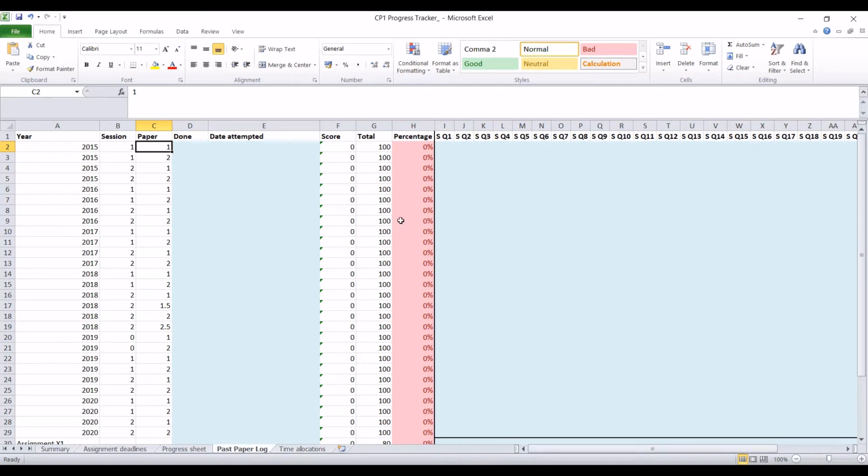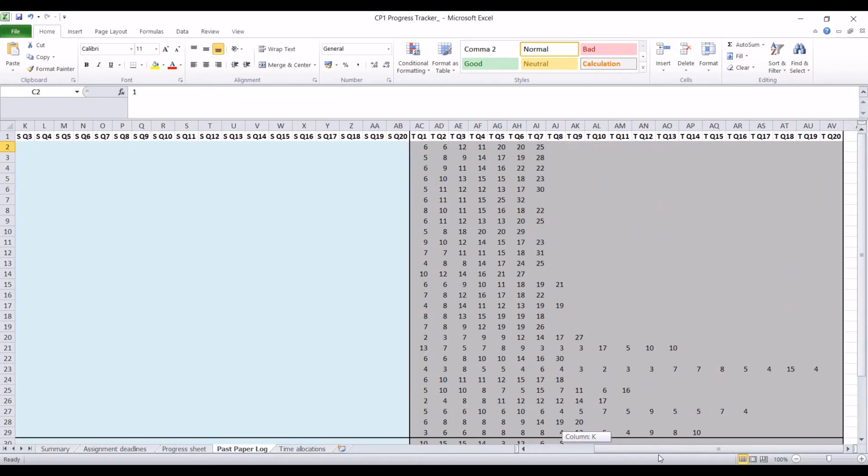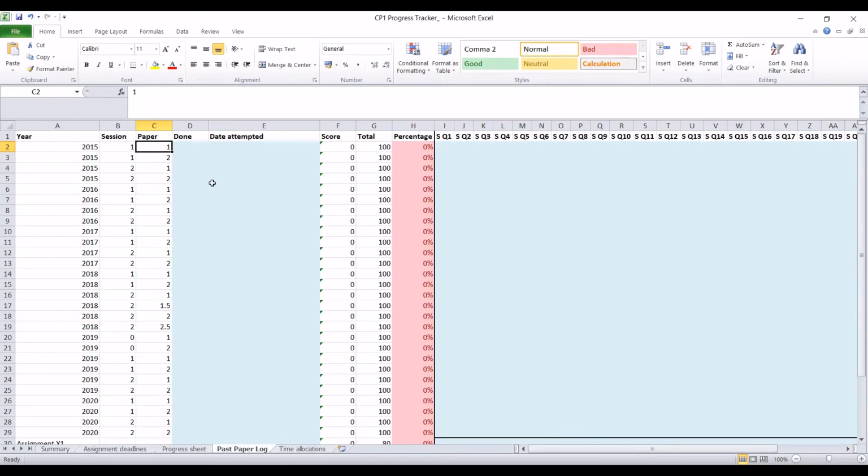This was the mark allocation. Oh, this stuff is hidden actually. Is it hidden? No, it's not hidden. Okay, so there was one paper 1, and then have I done it yet? I'll put in a 1 here, and then I put in the date that I've attempted it. And then over here, I calculate the score for that exam.